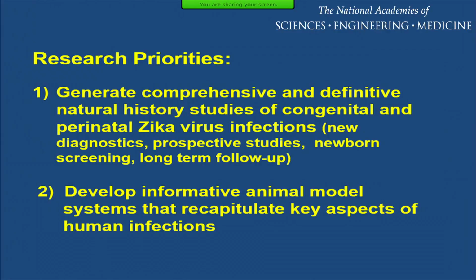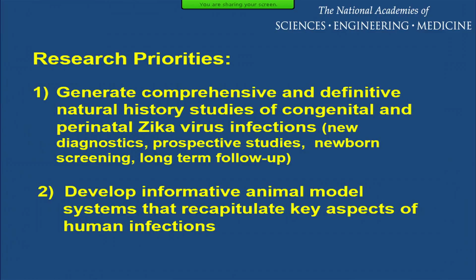So the resource priorities are really, and I think they echo what's been noted in the earlier talks in this session and the earlier talks this morning. We really need to generate comprehensive and definitive natural history studies of congenital and perinatal Zika virus infections. These will likely require new diagnostics, prospective studies, newborn screening, and long-term follow-up. And I think this is very important because we really don't know the spectrum of disease with this virus.